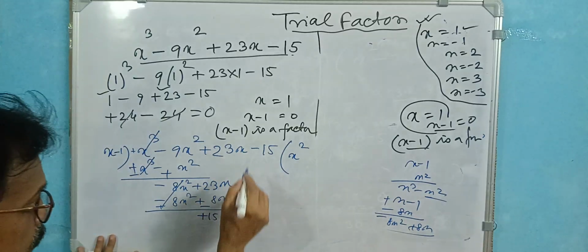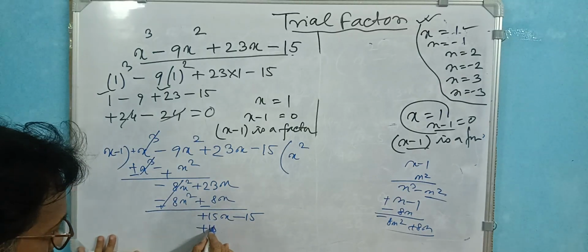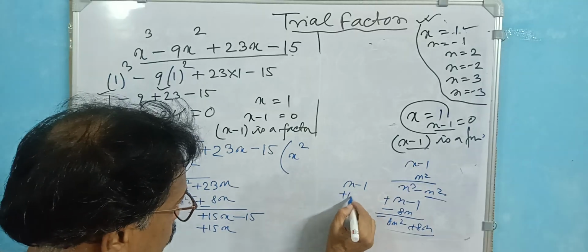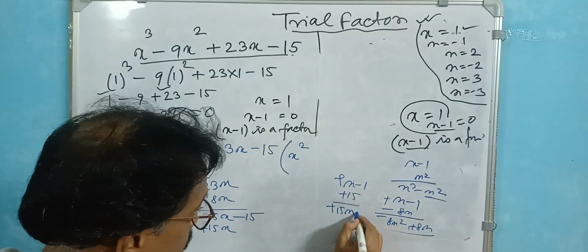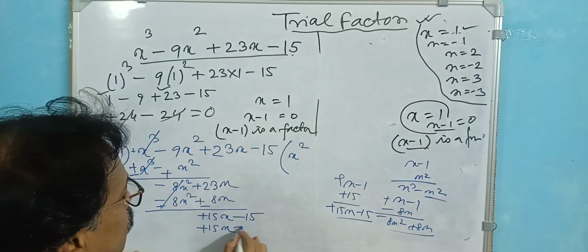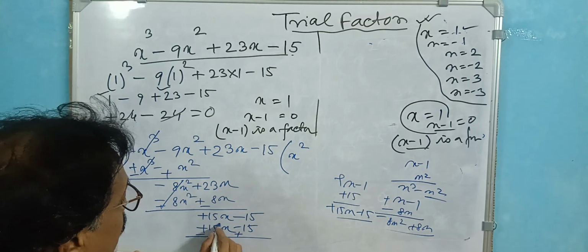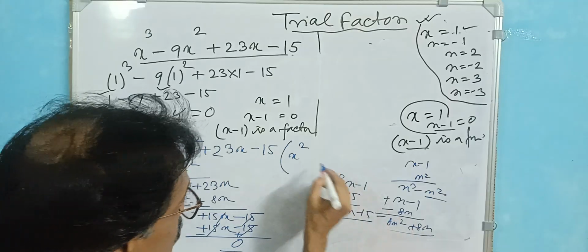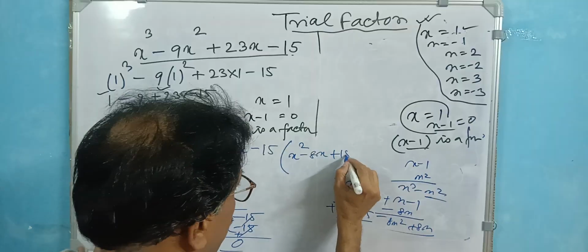And what is the ultimate? Minus 15. Okay, so target is plus 15x. x minus 1, so this is just plus 15. So plus 15x minus 15. So this is minus 15. Okay, so this is minus, this is plus. This is cut, this is also cut. Ultimate 0. So what is this? This is minus 8x. And you just write in this way.